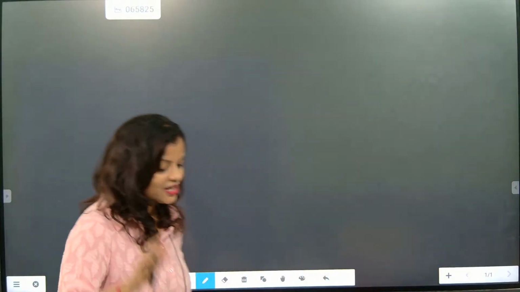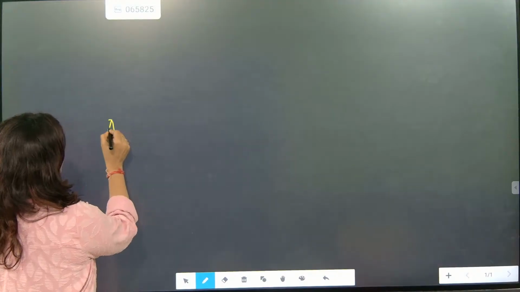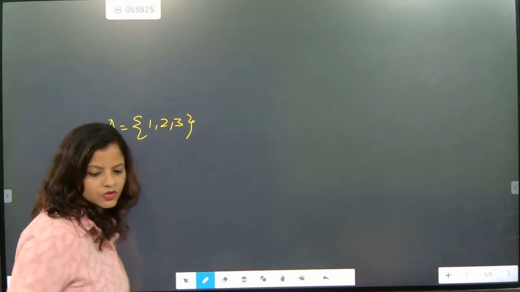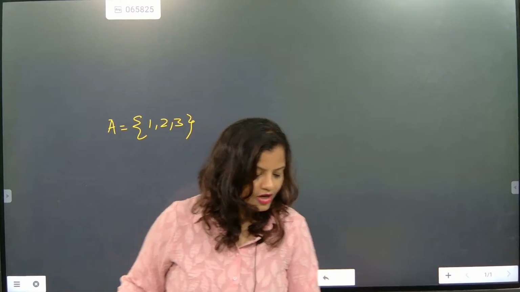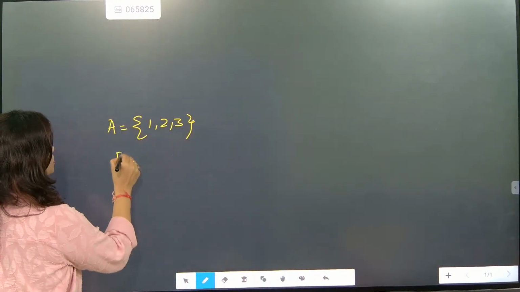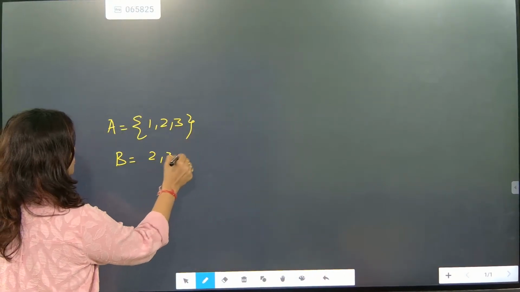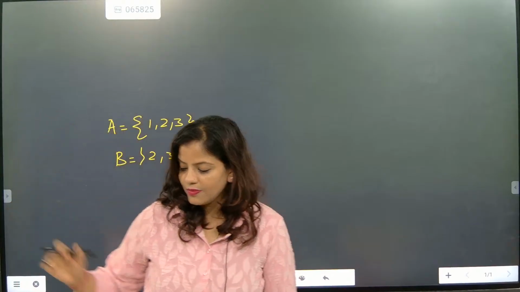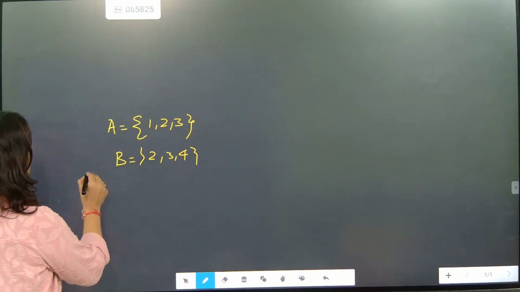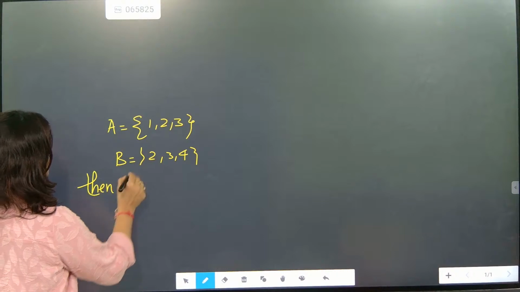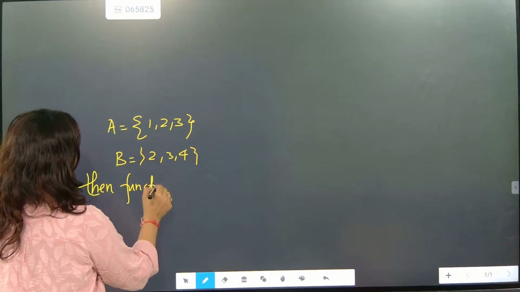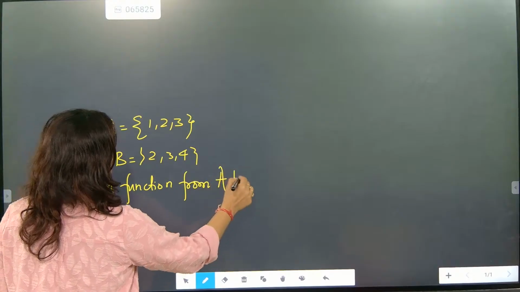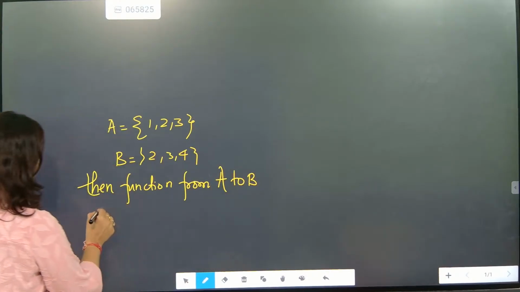Note down, write quickly. This is the 2023 question. If A is equal to {1, 2, 3} and B is equal to {2, 3, 4}, then the function from A to B.